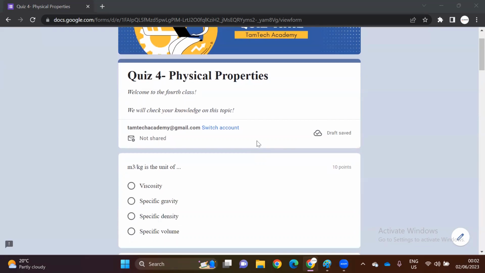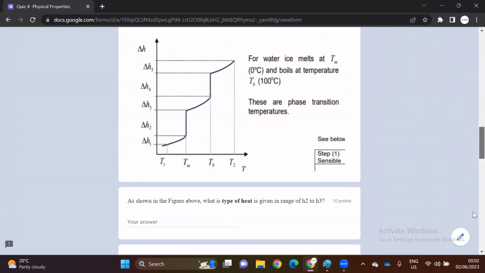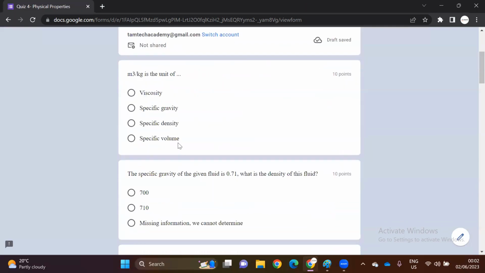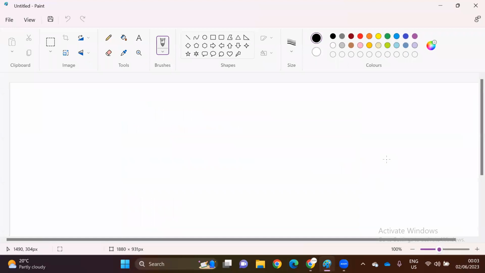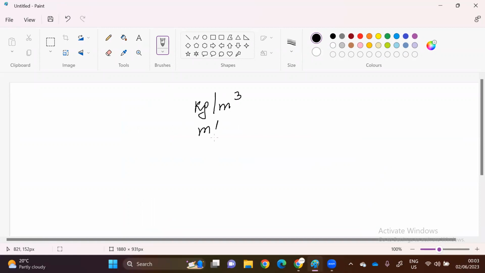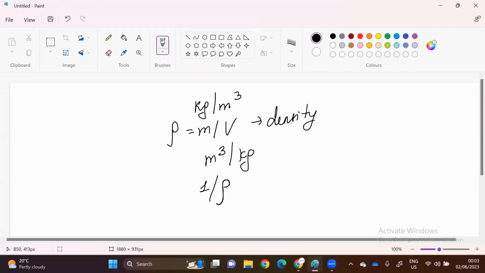Let's start. We have approximately 9 questions. The first question: meter cube over kilogram is the unit of what? So first of all, let me open the page. As you know, kilogram per meter cube, M over V, mass over volume, is rho, which is density, right? And in the question, it was asked to find meter cube over kilogram. It means this is 1 over rho. 1 over rho in engineering as a physical property, we say that this is nu, which is specific volume.